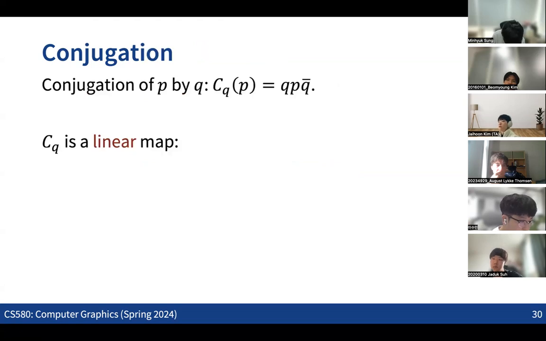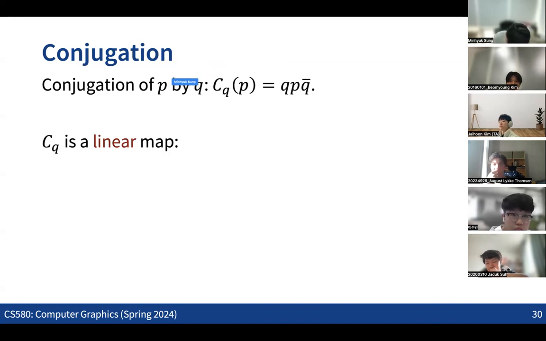So we're going to quickly see another term, which is conjugation. Conjugation is basically different from the conjugate. It is an operation defined by one quaternion which is applied to another quaternion. So when you talk about the conjugation of P by Q, it is making an operation with the quaternion Q, which is now applied to the quaternion P.